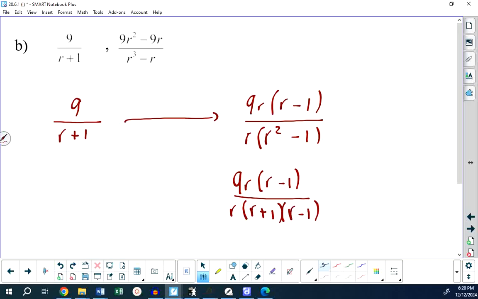So we have to ask ourselves, what is in that second rational expression that was not in the first? And the answer is those things are in the second rational expression. So the answer to this question is you are multiplying the numerator and the denominator by r and r plus 1.